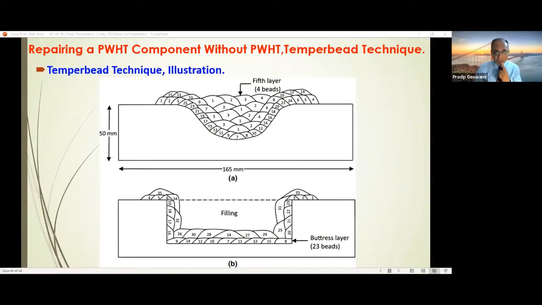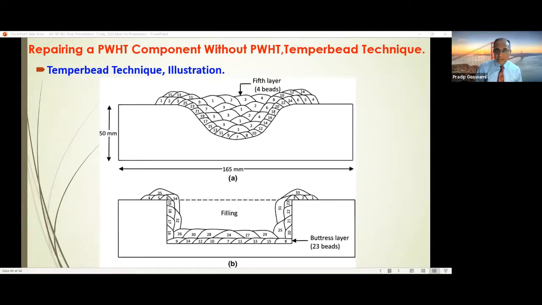So how is this method executed? Say if you have a defect or an area which is showing a defect, you gouge it out like this. Try to make an area where you have a wider groove for depositing the welds. And this is typically the weld configuration one has to follow during the procedure qualification also. So you have a layer deposited in this fashion using typically a lower diameter electrode, typically 2.4 millimeter. If it is by the stick electrode process, typically a 2.5 millimeter diameter is used for this first layer.